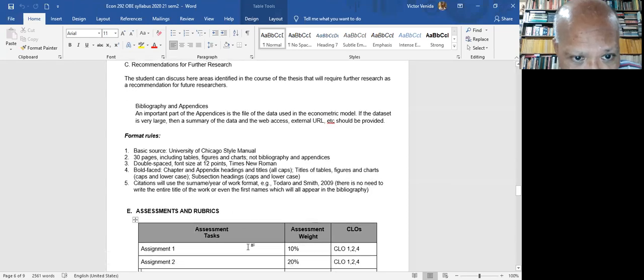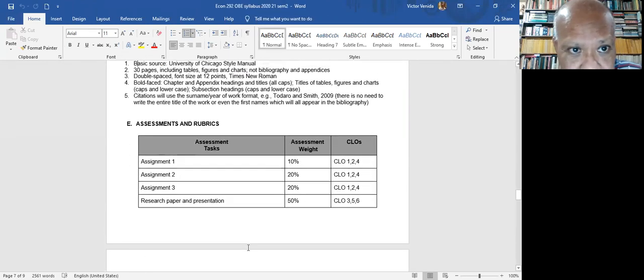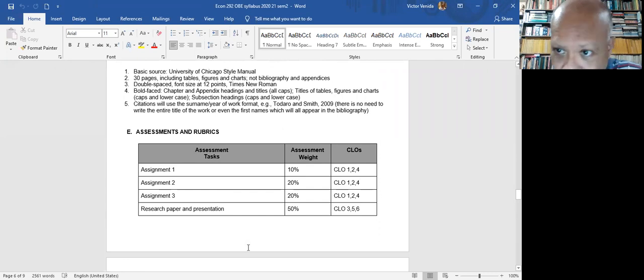Format rules. The basic source is the University of Chicago Style Manual, which you can access online.